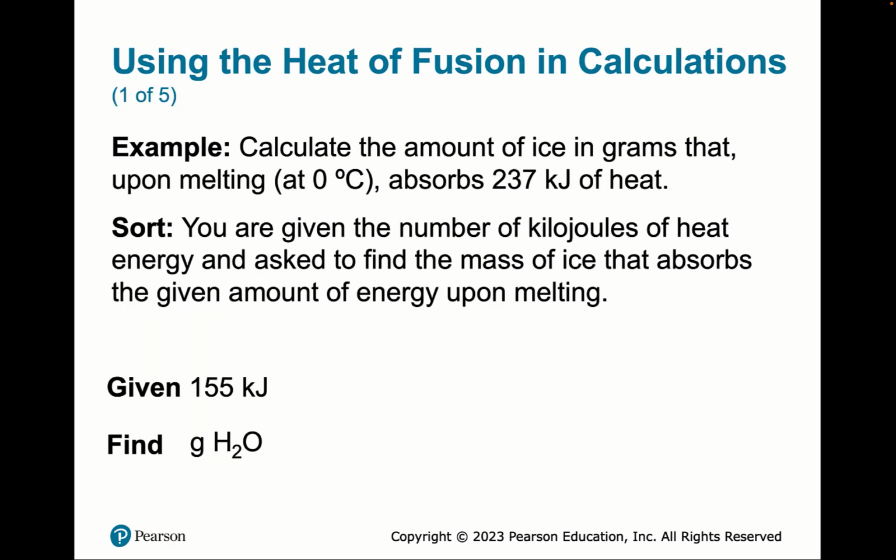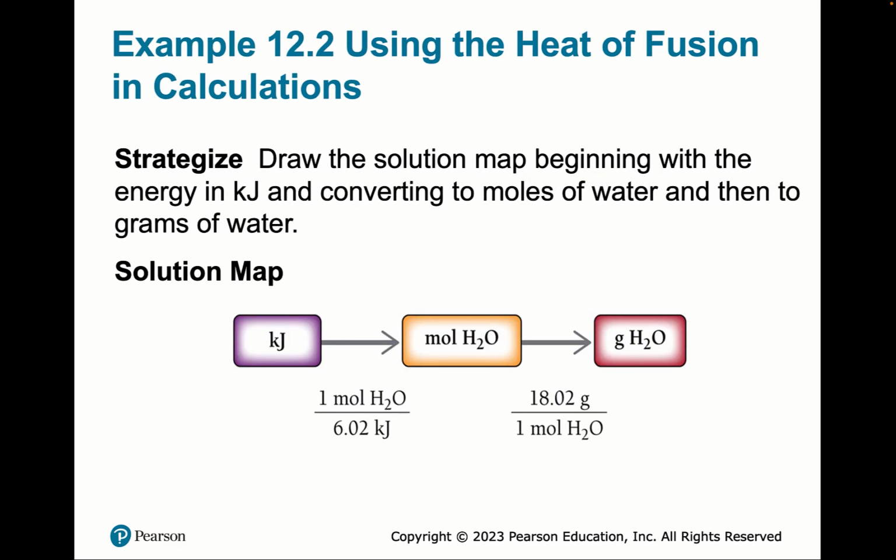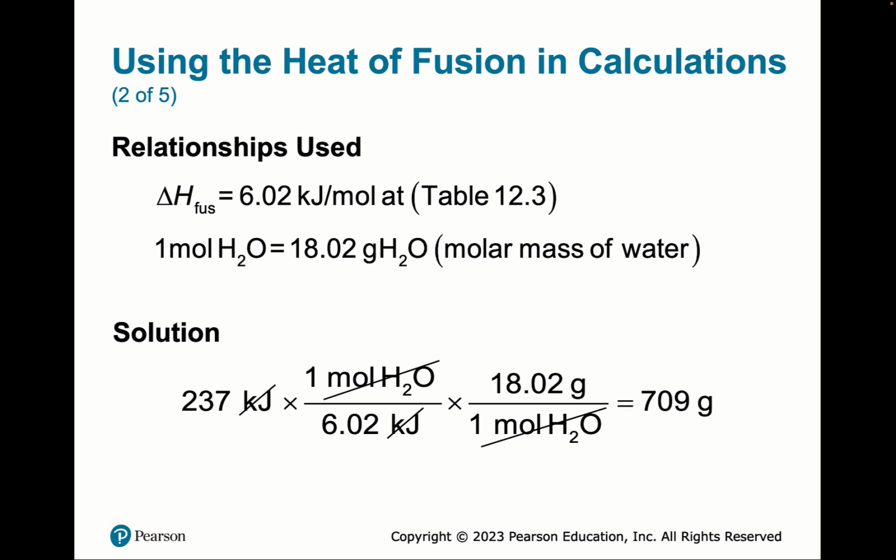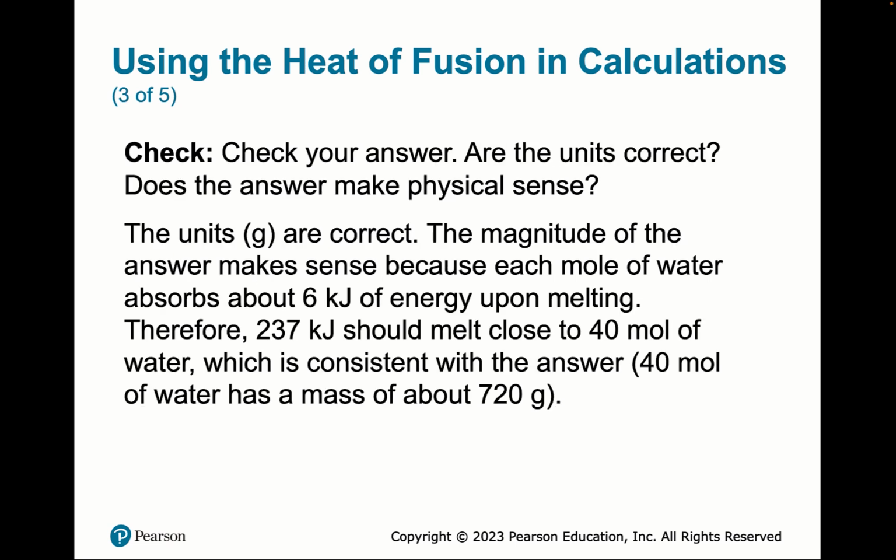So let's do some calculations here. Calculate the amount of ice in grams that you can melt at 0 degrees Celsius that absorbs 237 kilojoules of heat. This is the wrong one. So let's do this. Good, I didn't use 155, so 237. Same idea as with the vaporization, but we're using the heat of fusion instead. It figures out the moles of water and then the molecular weight of water, and that means that 237 kilojoules can melt 709 grams of water.